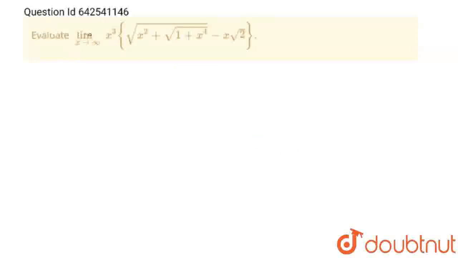Hello students, question is: evaluate the limit as x tends to infinity of x cube times (square root of (x square plus square root of (1 plus x to the power 4)) minus x square root 2). Okay, so let's solve this problem.